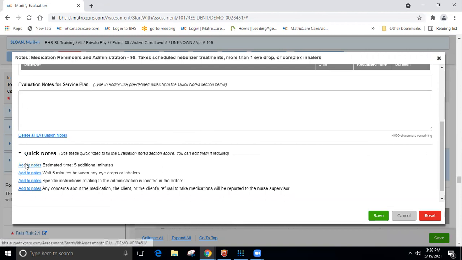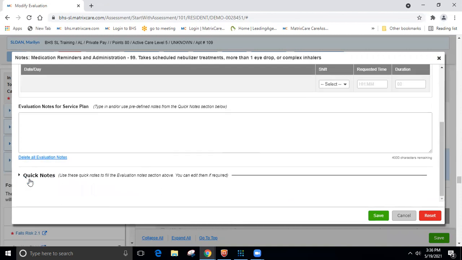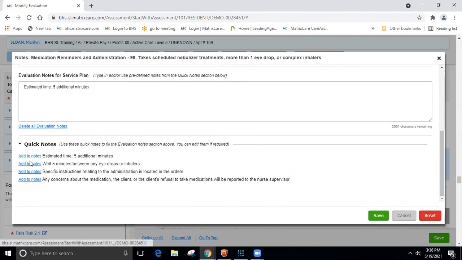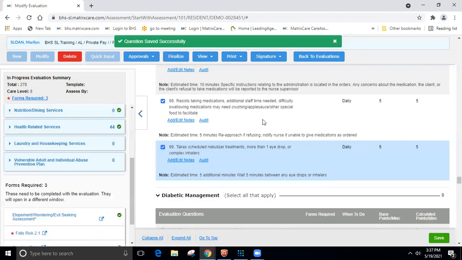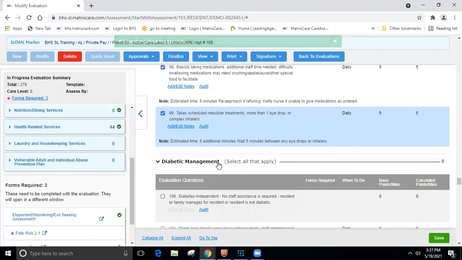It's very important to put things in like reminders to wait those 5 minutes between eye drops, because if they have 3 eye drops, that's very time consuming. Or inhalers or whatever it is. So you can give exact instructions here, but it would also be under that medication in the EMR.